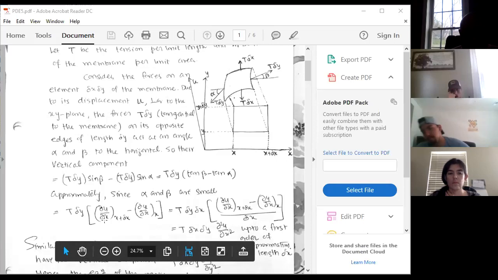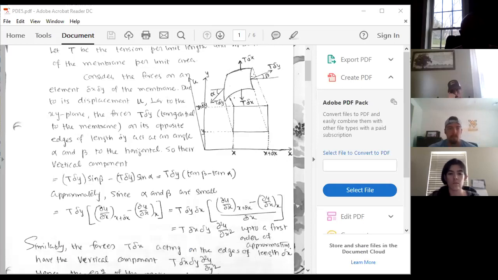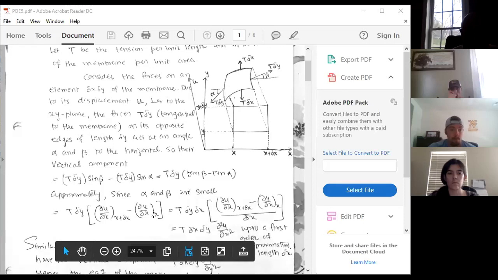Slope is given by del u by del x. Tangent beta is over here, and this corresponds to your x plus delta x. And del u by del y, this tangent alpha is over here. That corresponds to your del u by del x. So here it is x plus delta x, and here it is x.